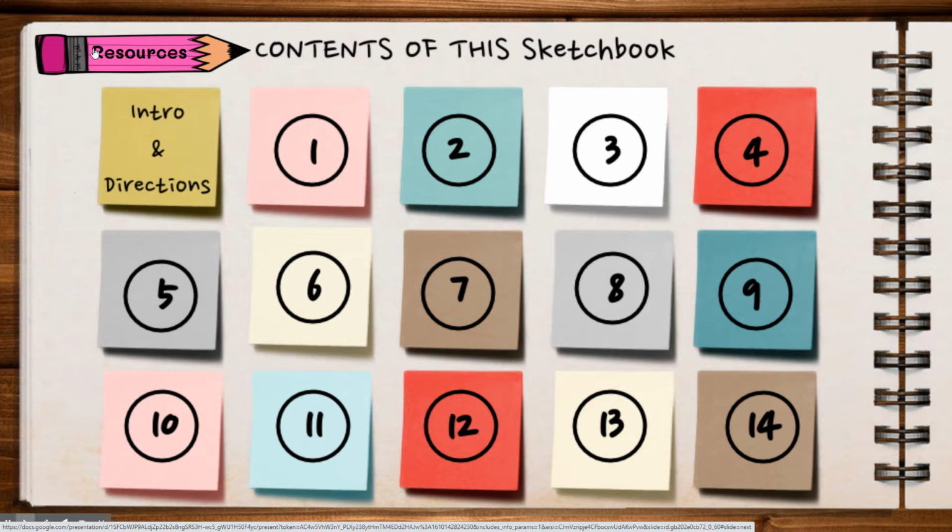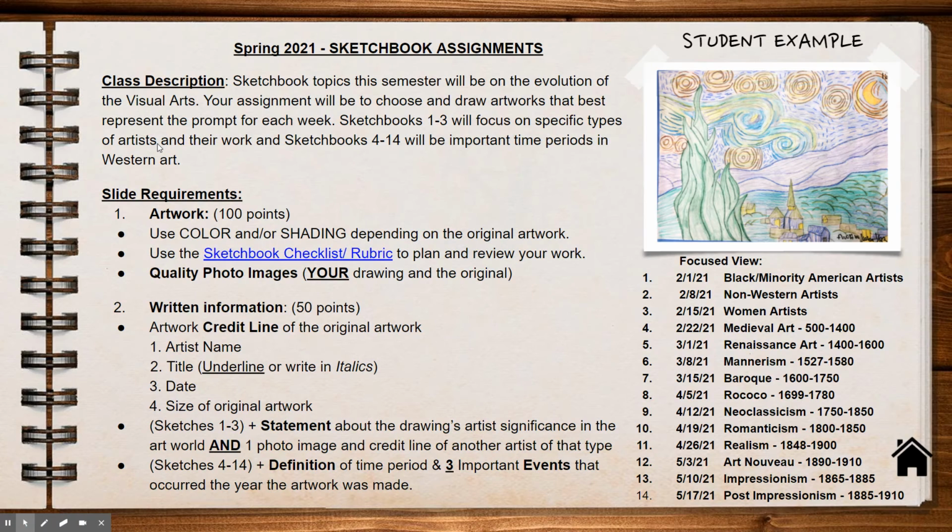So let's begin with just looking into what this whole class is going to be about and what you're going to be doing. So you are going to be making drawings of famous works of art from different time periods. And here's an example up here. This is a student example. And then we're going to go through.